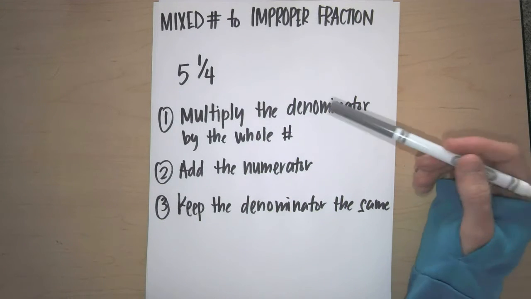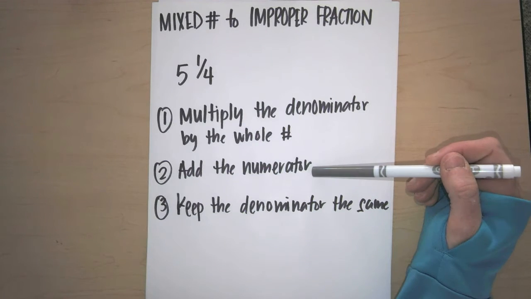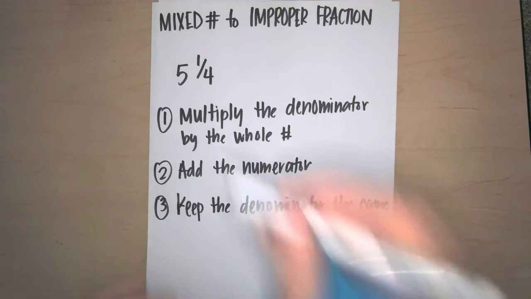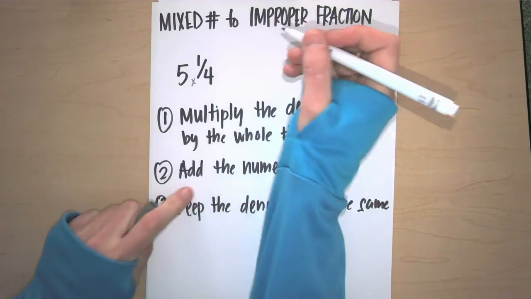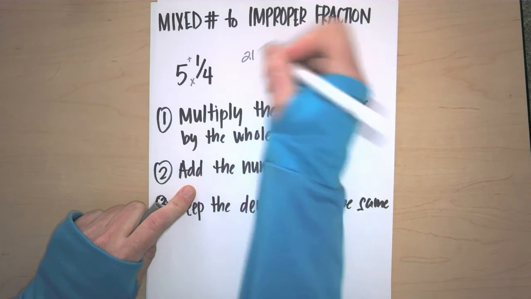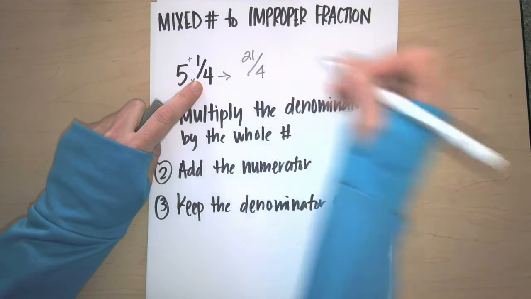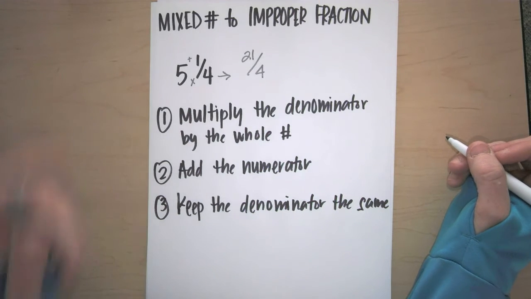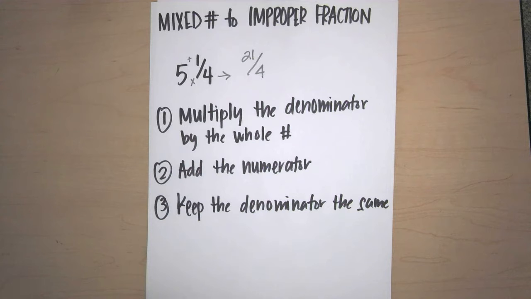So I'm going to multiply the denominator by the whole number, add the numerator, and keep the denominator the same. So 5 times 4 is 20. Add the numerator, 20 plus 1 is 21, and keep the denominator the same. So my improper fraction is 21/5. Those are the steps for going from a mixed number to an improper fraction.